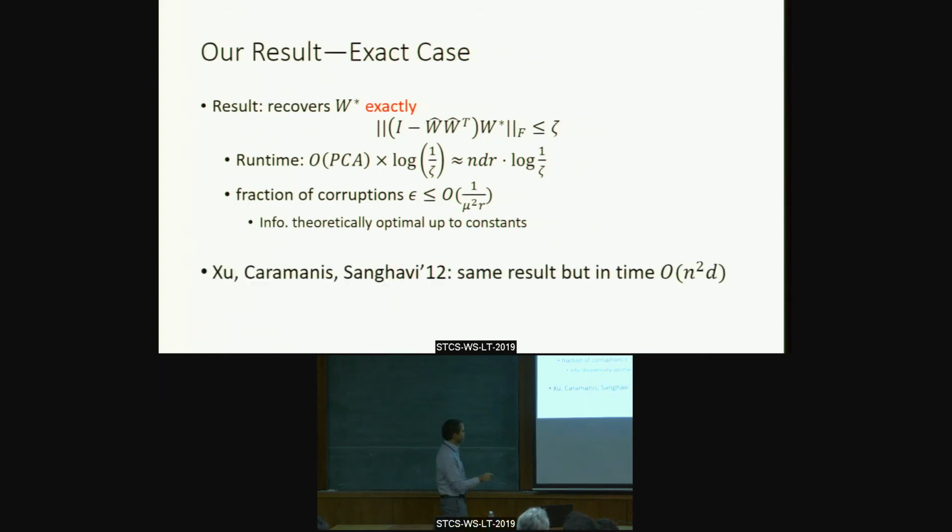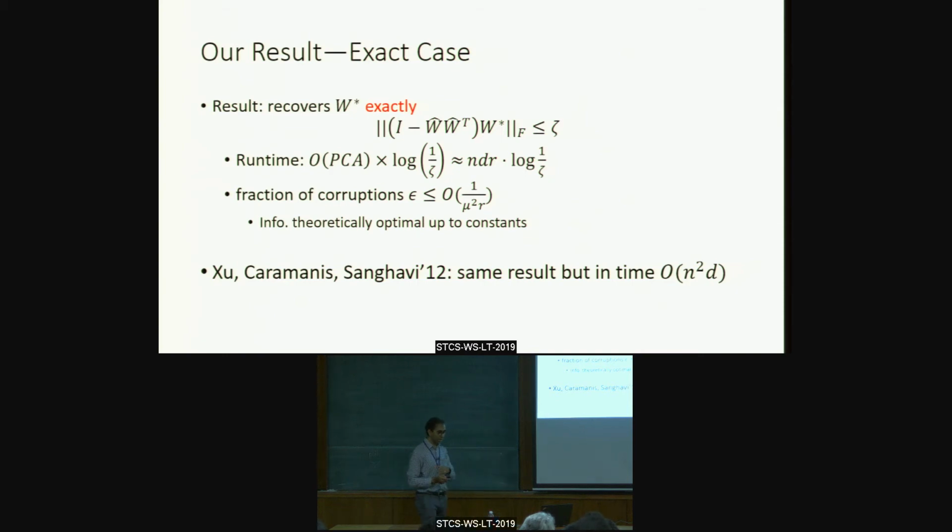Okay. There was a similar result given by Huan Xu, Constantine Caramanis, and Sujay Sanghavi, but their result requires an algorithm that runs in time order n square d. So it is quadratic in the number of points, which is prohibitive for machine learning applications. Our algorithm runs in time order PCA, and PCA typically runs in time which is linear in n as well as d. So our algorithm is a linear time algorithm.